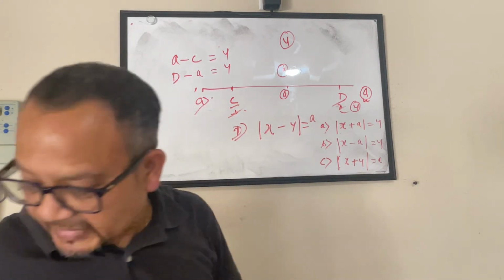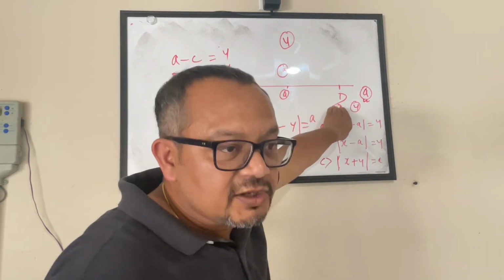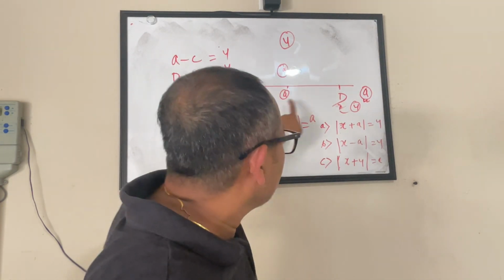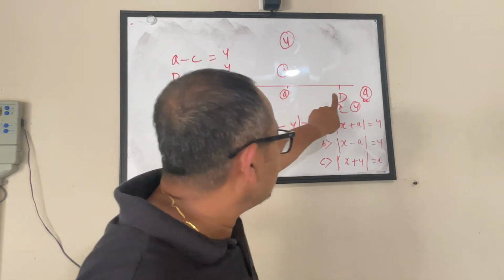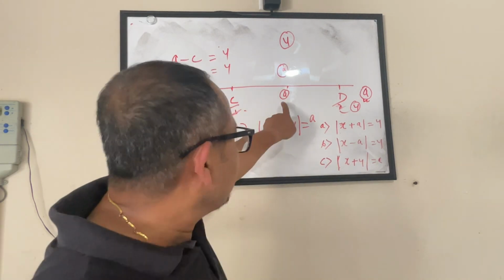See, with whatever information we have got, it says C and D are 2 points in the number line and A is a point which is 4 units from B and C, both. So A is 4 units from B and 4 units from C also. Why am I saying A is in the middle?